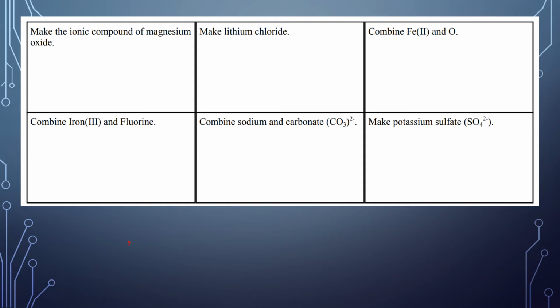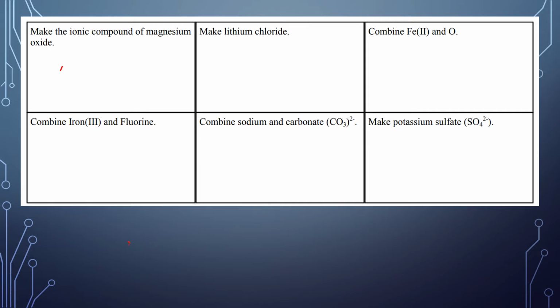This is the last slide for this lecture, so it's naming... wow, I can't talk. Ionic and polyatomic compounds, which can be easy and tricky at the same time. It just depends on what we're dealing with. So the first one, make the ionic compound magnesium oxide.